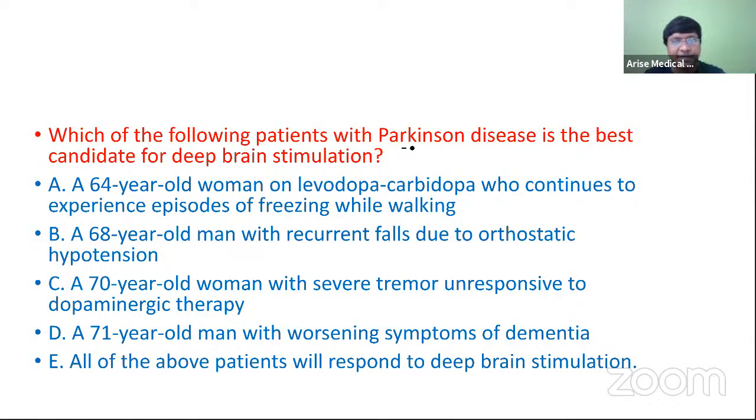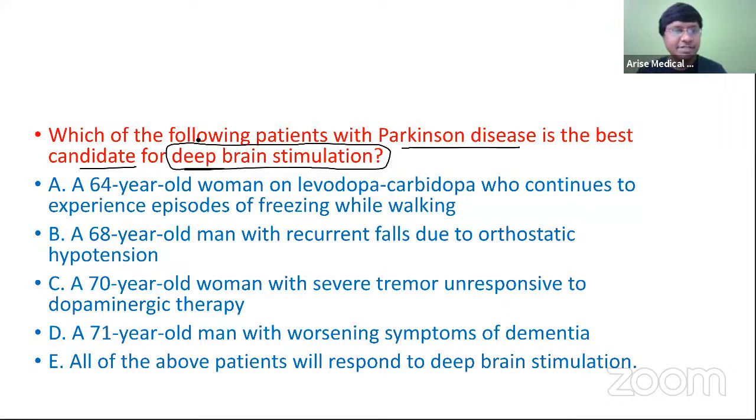Which of the following patients with Parkinson disease is the best candidate for deep brain stimulation? A 64-year-old woman on levodopa carbidopa who continues to experience episodes of freezing while walking. A 68-year-old man with recurrent falls due to orthostatic hypotension. A 70-year-old woman with severe tremors unresponsive to dopaminergic therapy. A 71-year-old man with worsening symptoms of dementia. All of the above patients will respond to deep brain stimulation.